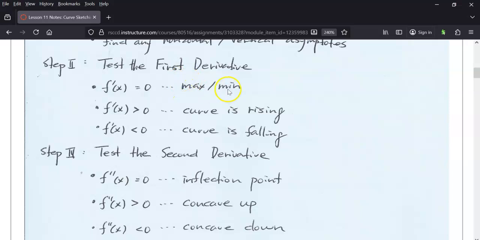Another way you can test for a maximum or minimum point is to take whatever point you find, pick a number to the left and to the right of it, and test it with the first derivative. If the number you plug into the first derivative gives greater than 0, then your function is increasing. If it's less than 0, it's decreasing. If you have an increasing followed by a decreasing, then you have a maximum. If you have a decreasing followed by an increasing, in other words a concave up, then you have a minimum.